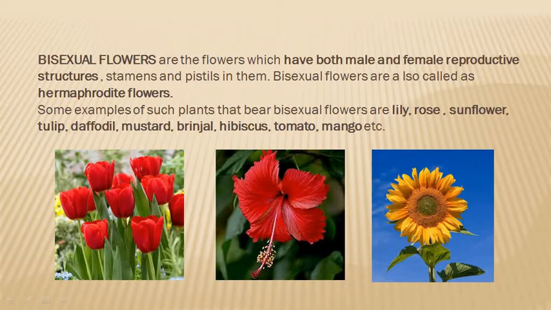So the flower which has both in it, like you have seen the hibiscus flower, is an example of a bisexual flower. Some examples of plants that bear bisexual flowers are lily, rose, sunflower, tulip, daffodil, mustard, brinjal, hibiscus, tomato, mango, etc. Some of the pictures are showing here: tulip, hibiscus and sunflower. These are examples of bisexual flowers.